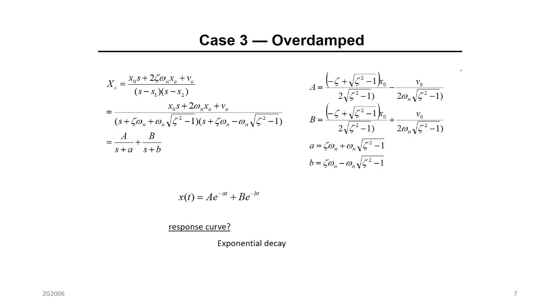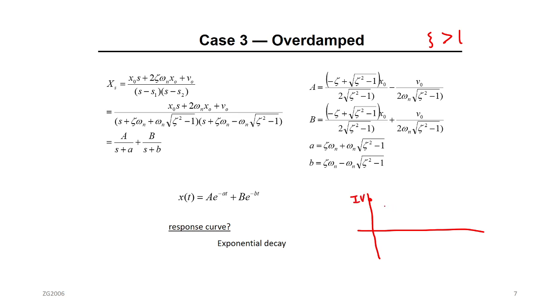Last case, what if zeta is greater than 1? This is overdamped. That means the actual damping is larger than the critical damping, and you will have two real roots. If you remember chapter 2, when you do the partial fraction expansion, we call this distinct poles. That means when you solve, instead of one exponential, you will have two exponentials. What does it mean, two decaying exponentials, not just one?